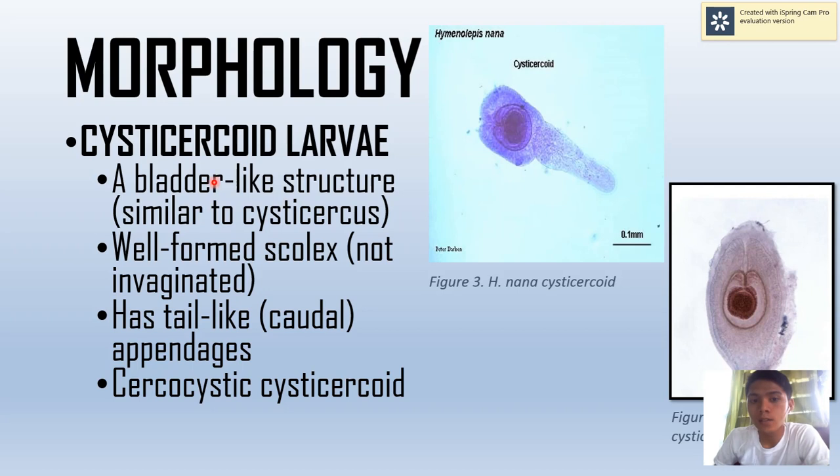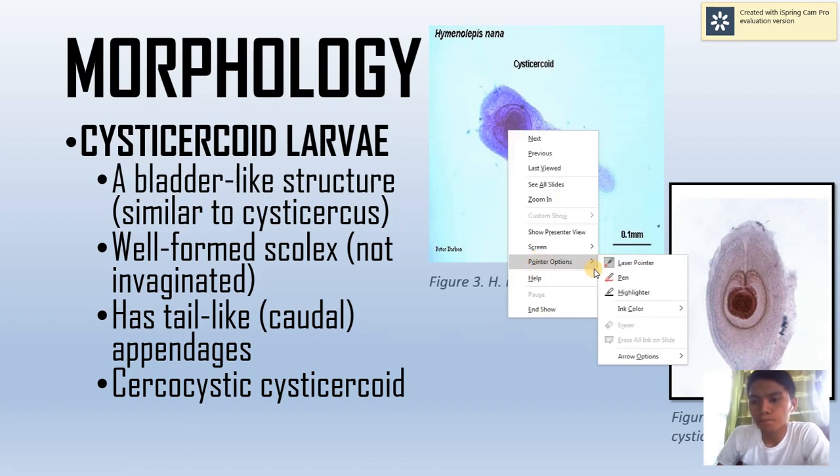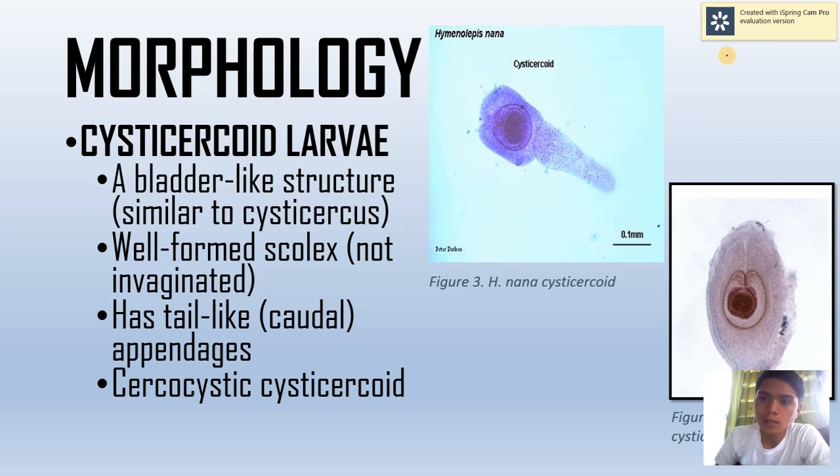Then the next stage is the cysticercoid larva, or the metacestode stage, of H. nana. Now, the cysticercoid larva is similar to the cysticercus of the Taenia species, but the cysticercoid larva and the cysticercus are different. Let's see why. Just like the cysticercus, it is a bladder-like structure, which scientists call a bladder because it resembles the human bladder. Unlike the cysticercus, the cysticercoid has a well-formed scolex that is not invaginated. When I illustrate the image of the cysticercus, it is very different from the cysticercoid.